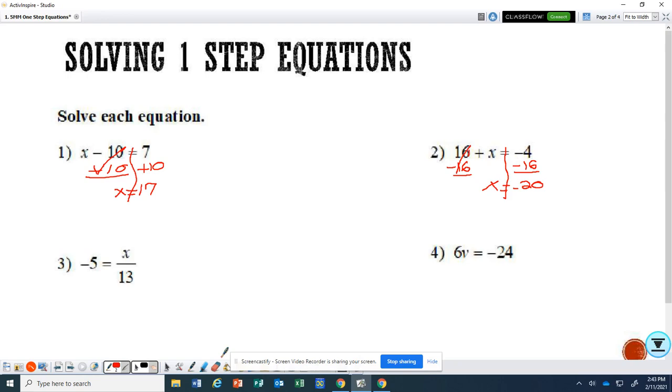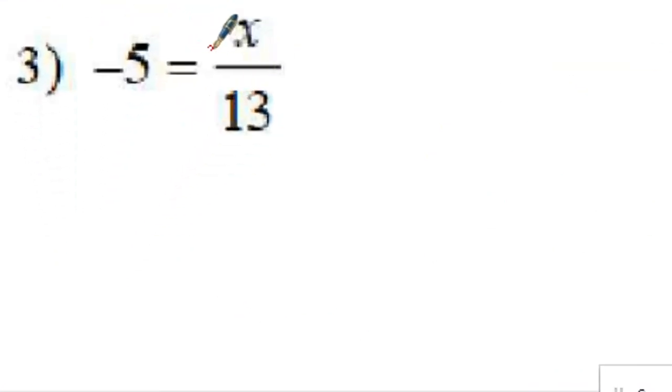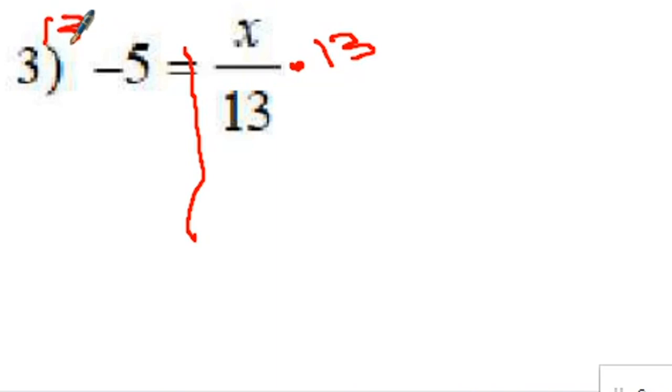All right, so let's jump down to number 3. You'll notice over here with number 3, we flipped our x onto the right side. But that's okay. We're still going to do the same steps. We want to isolate x. When we look at this, we see that we are dividing by 13. And what's the opposite of dividing by 13? You guessed it, multiplying by 13. So if I multiply the right by 13, then I'm also going to multiply the left by 13. And so that will eliminate my 13s on the right.